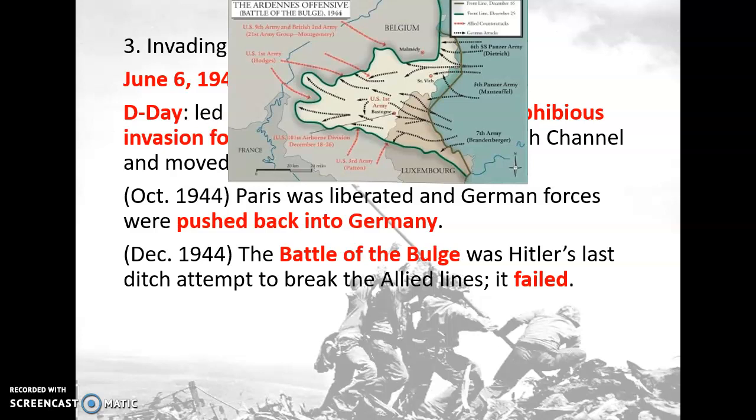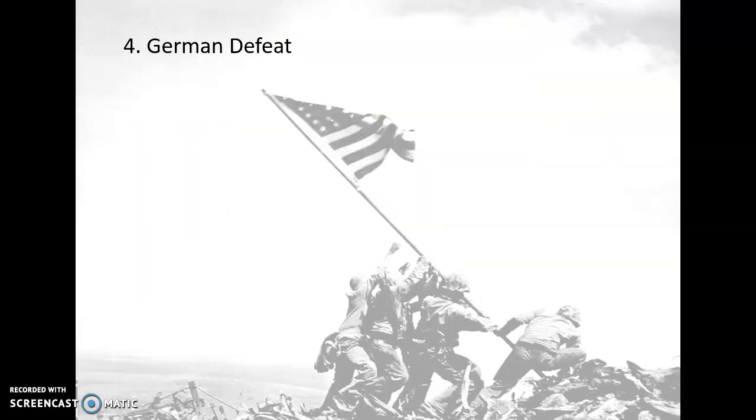Number 4, German defeat. While the Allies fought northward from Italy and eastward from the Rhine, the Soviets fought their way westward toward Berlin. American forces probably could have won the race with the Russians and arrived at Berlin first, but a political decision forced them to delay. The Russians were allowed to take Berlin.